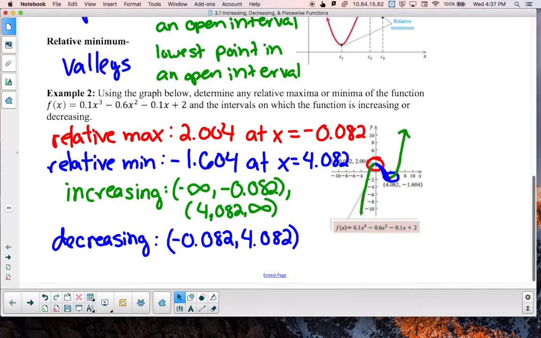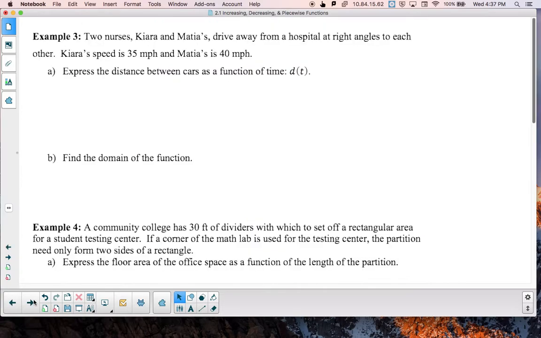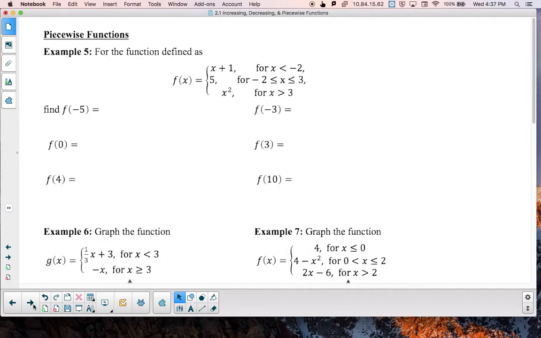We are going to skip examples 3 and 4. These word problems we will do in class. Going on to piecewise functions, this means that we have a function that, depending on what x value we're looking at, it goes to a different function.